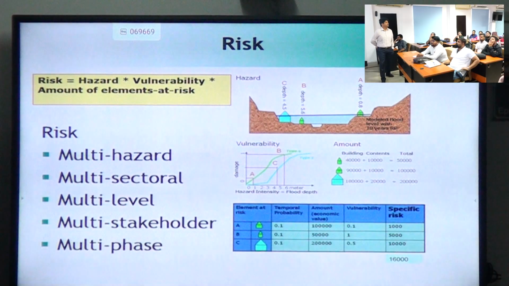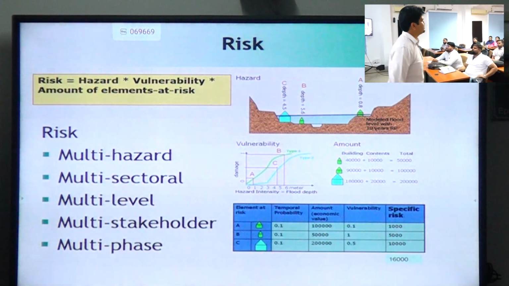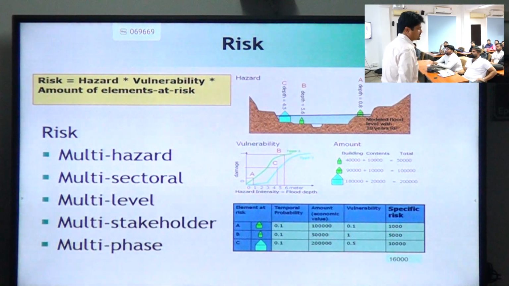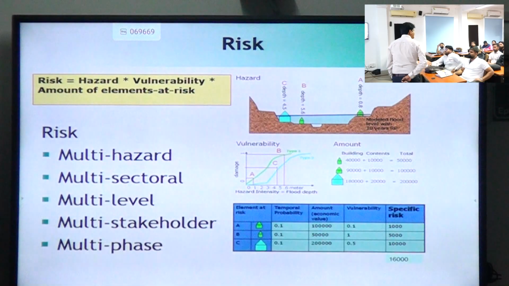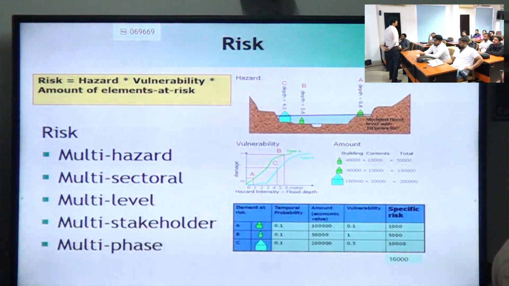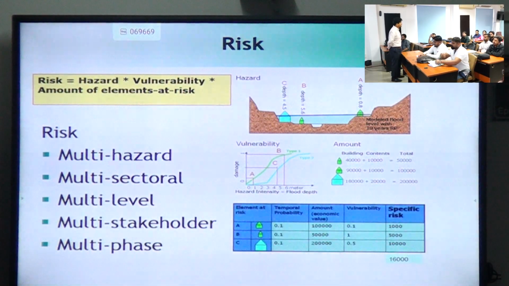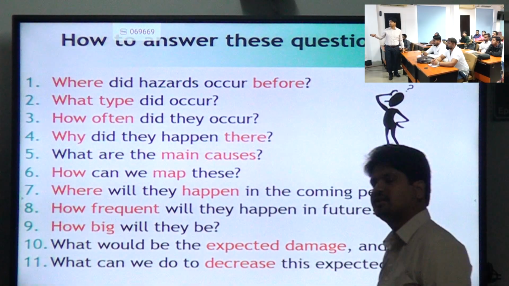Now, think of some important questions. How to answer these questions? Before we do any kind of hazard assessment, there are some specific important questions that need to be answered. Why did hazards occur before? Why did it happen here, in that particular location? Why did it happen somewhere else? I did mention to you, it is the interplay between the human activities and the physical systems. That is what makes it a hazard, right?